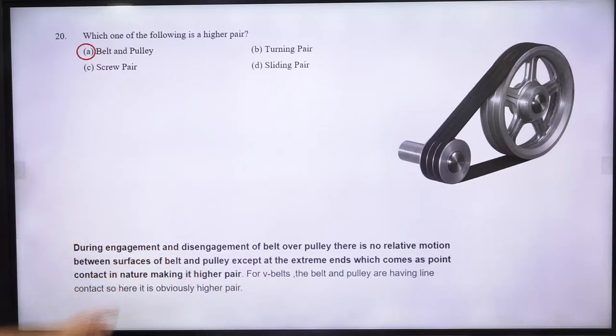Whenever there is a relative motion between two links, that relative motion is a point contact at a point. So at the relative motion position you get a point contact, and that is the reason you are getting it as a higher pair.